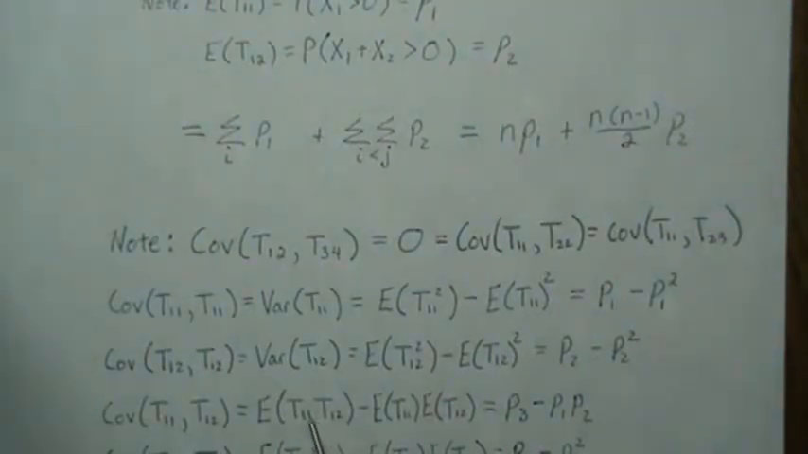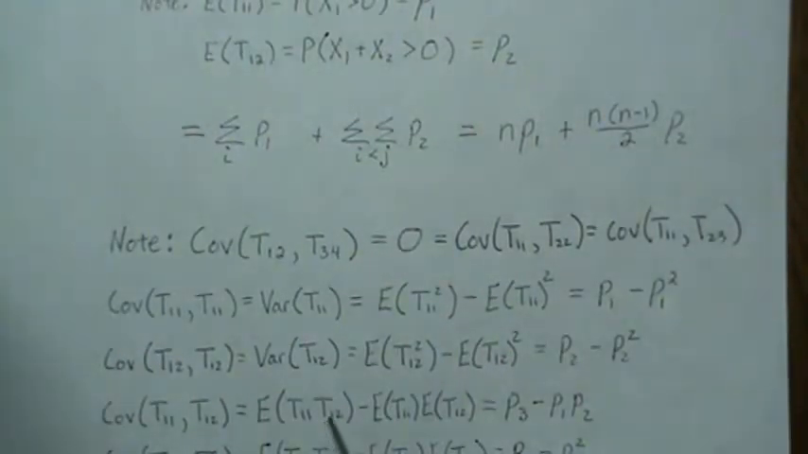Now this one, the expected value of T11 and T2, so the values that this combination can take on are 1,1, 1,0, 0,1, and 0,0. And so the way you take the expected value is the value times the probability of that occurrence happening. But 3 of the 4 are 0, so those don't add up into the sum. The case where both of these equal 1 is the probability that x1 is greater than 0, and the probability that x1 plus x2 is greater than 0, which we called P3 on the previous page.